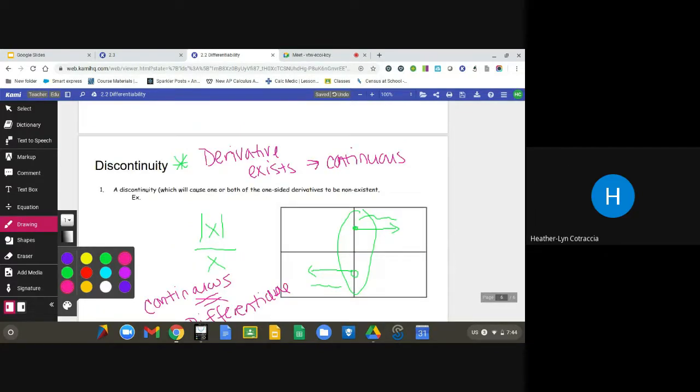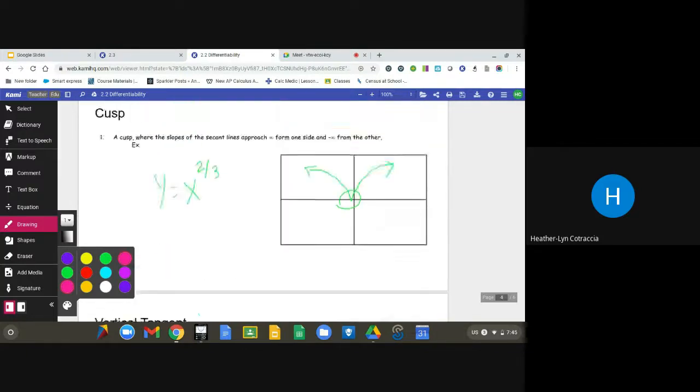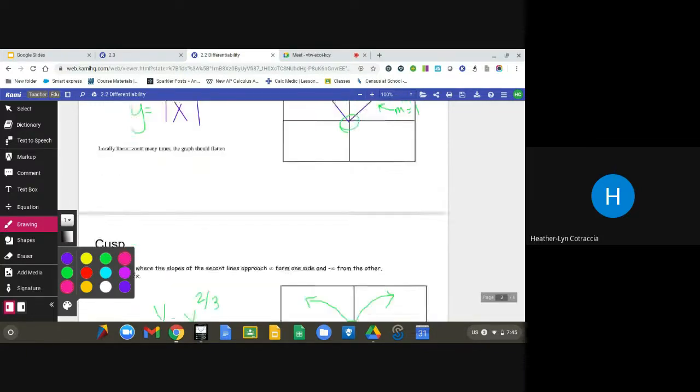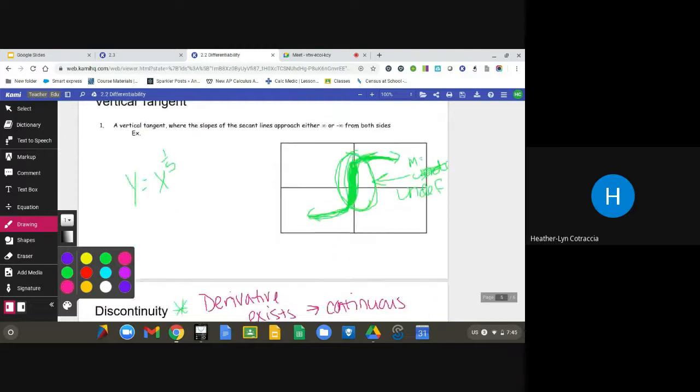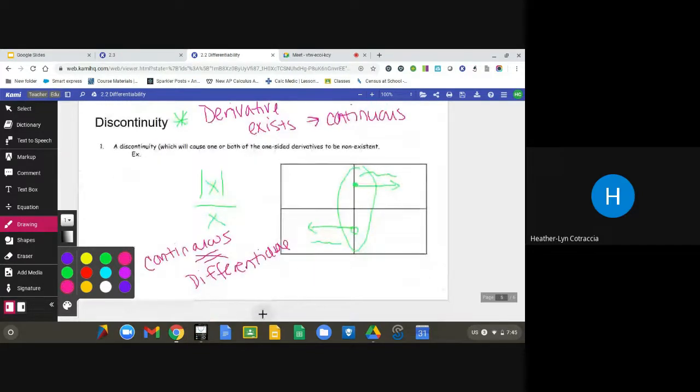Okay, so takeaways from this lesson. In order for a derivative to exist, your slope from the left has to equal your slope from the right. And there's 4 main examples of when this does not happen. That's at corners, cusps, vertical tangents, and discontinuities.